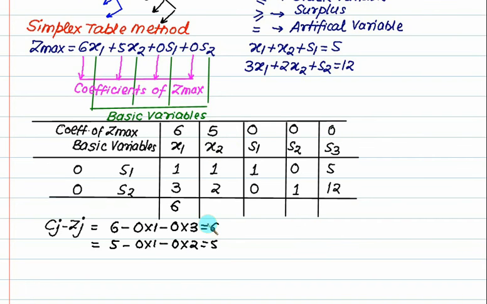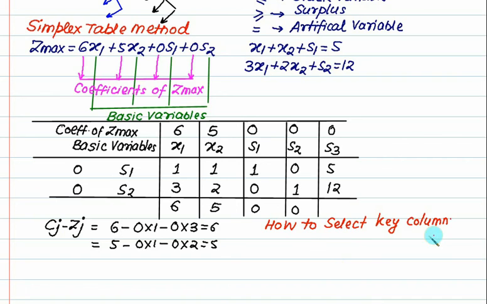And I will not execute this step, my first step. So I will just copy down this number 5. Now 0 minus 0, is it also 0? And this is also 0, and this one is also 0. So is this fine? That is the first step, which is called Cj minus Zj.